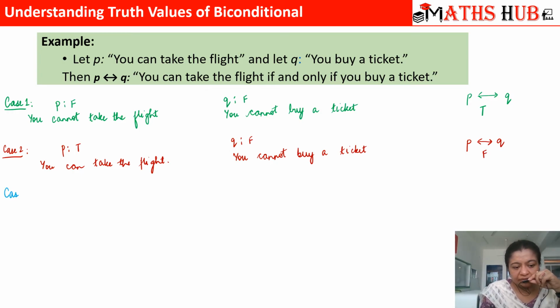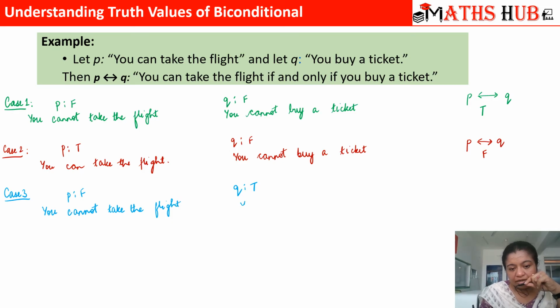Similarly, case number three, when P is false and Q is true. You cannot take the flight and you buy a ticket. Is this a true argument? If you cannot take the flight, there is no use in buying that ticket. So P biconditional Q is again a false statement.